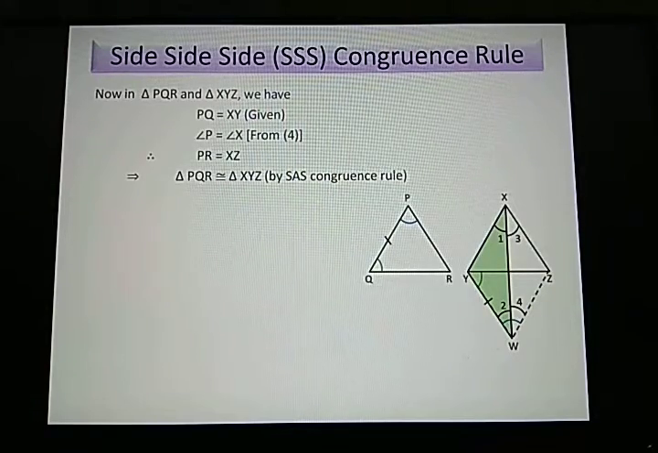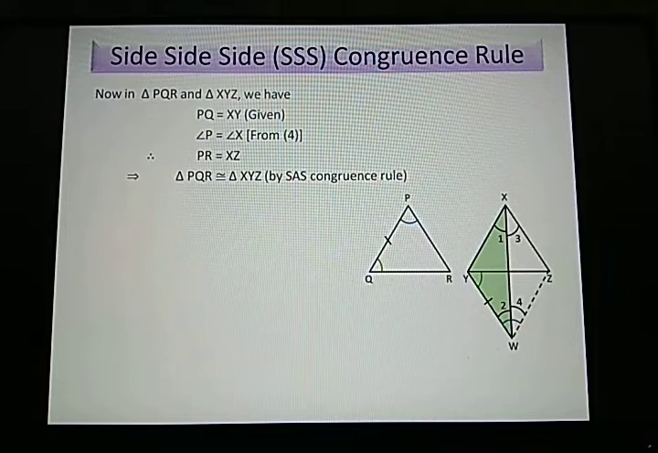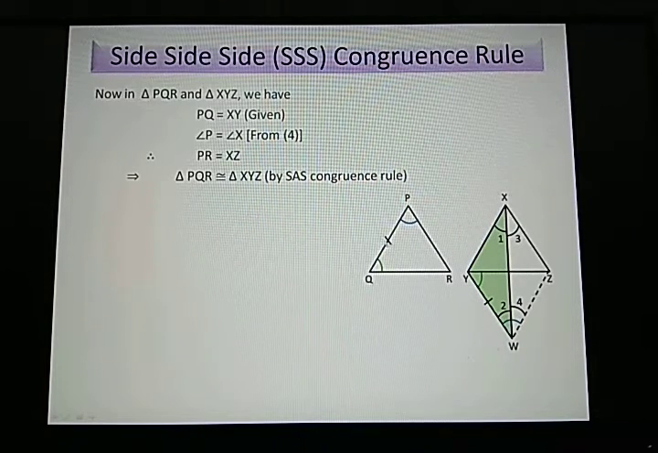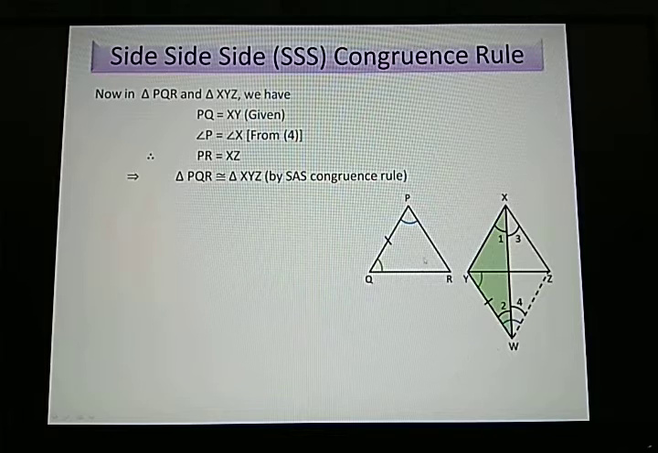Now you might be thinking why we have not first shown the congruency of triangle PQR and triangle XYZ directly. We could have shown it. But the process is that instead of directly showing the congruency, we have to show it in this fashion.